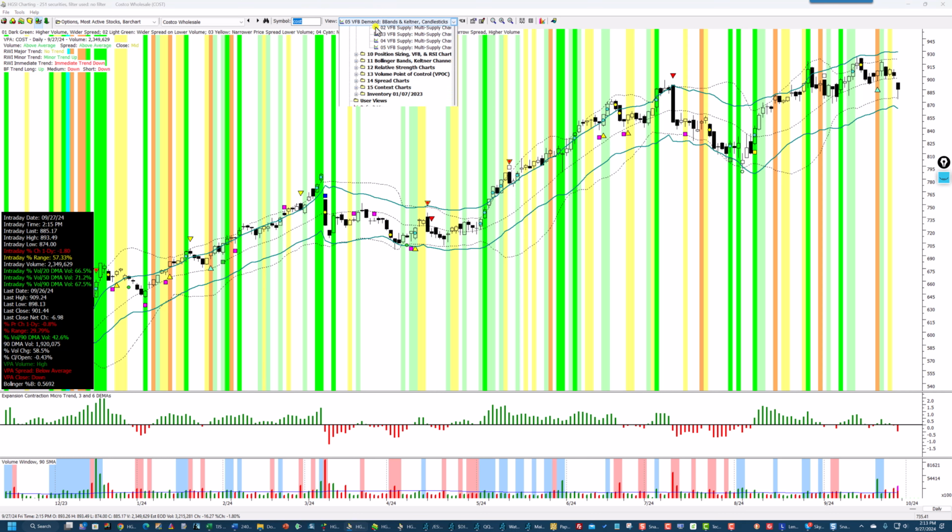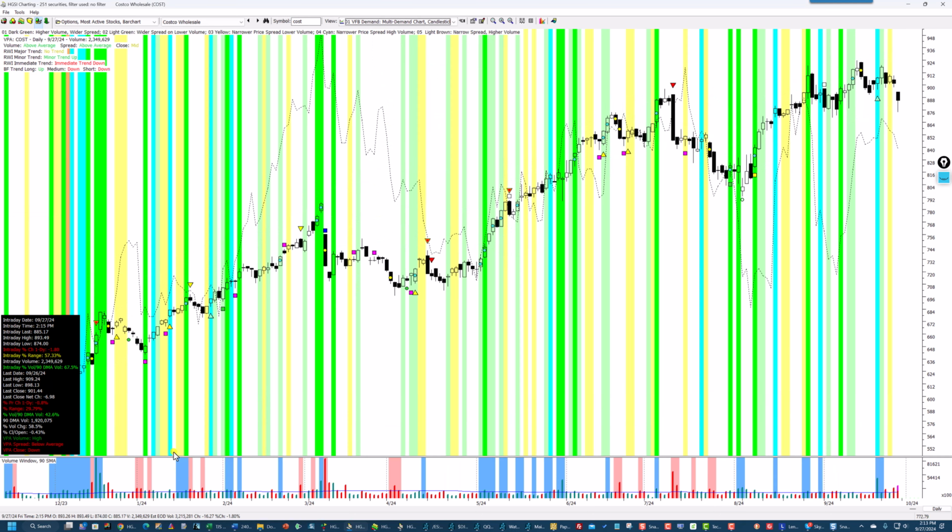Let's go back to this basic chart here. You see down here the pocket pivot signals. Then we have the Wyckoff signals, we have the VPA signals, and we have the group. So all that information is right here in this chart.